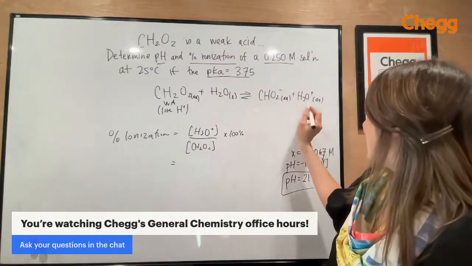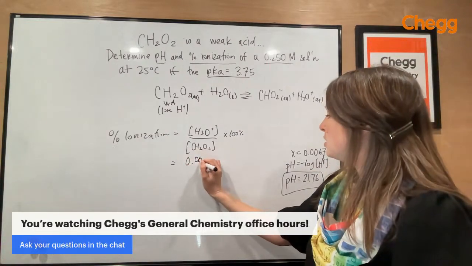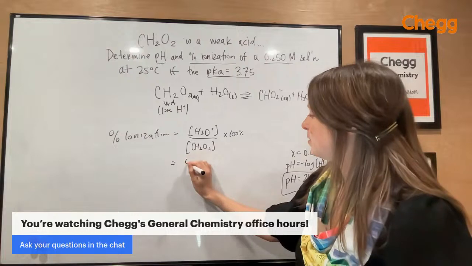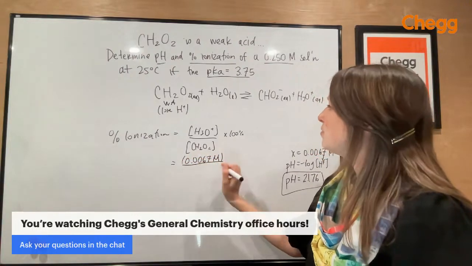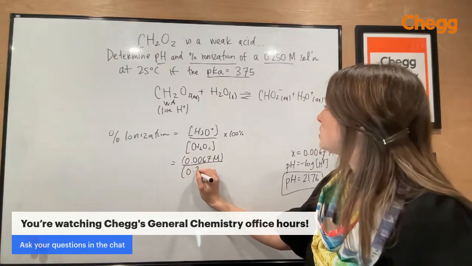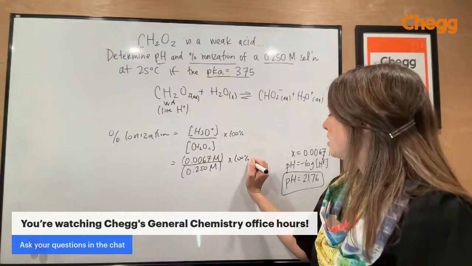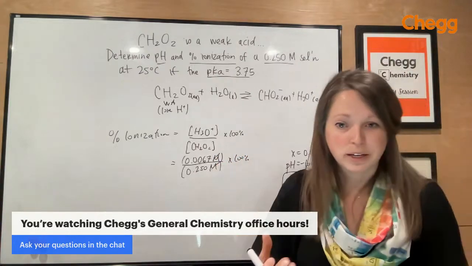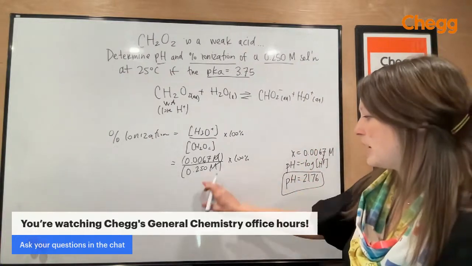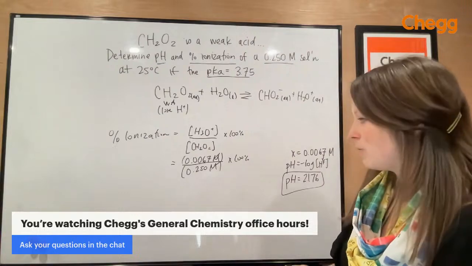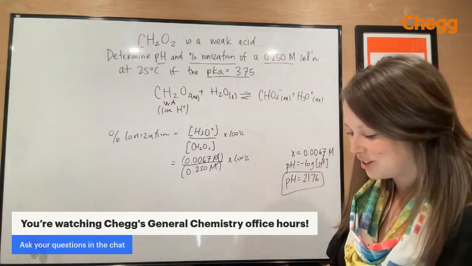So H3O plus, that's my H plus concentration. We found out that was 0.0067 molar, divided by my initial concentration, which was 0.250, times 100%. With this percent ionization, you're not going to have units because you're essentially asking how much of my acid has dissociated compared to that initial concentration. And right away, looking at it, you can see not much has compared to that initial concentration of 0.25.